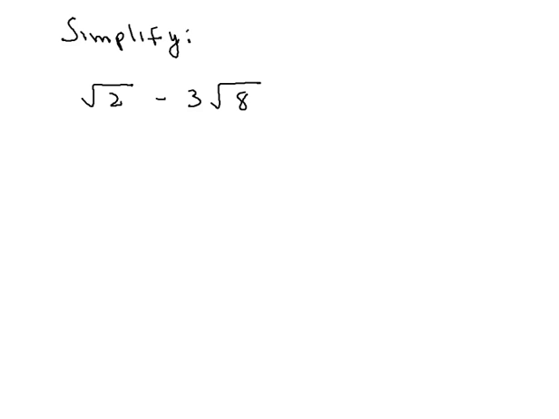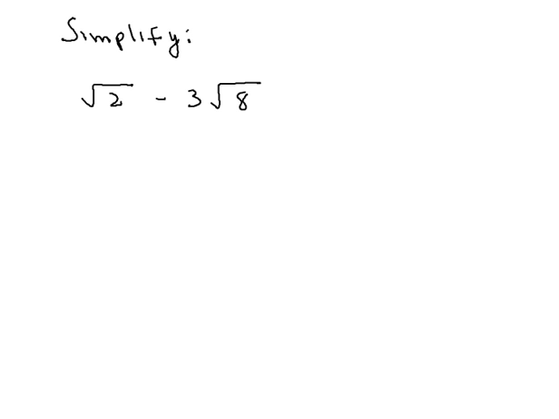Now for our next example, we're going to look at the square root of 2 minus 3 times the square root of 8. At first glance, it would appear that these are not like radical terms because the radicands are different. In one case we have a 2, in the other case an 8. But before we abandon this, we want to be sure that each radical is in simple radical form first.